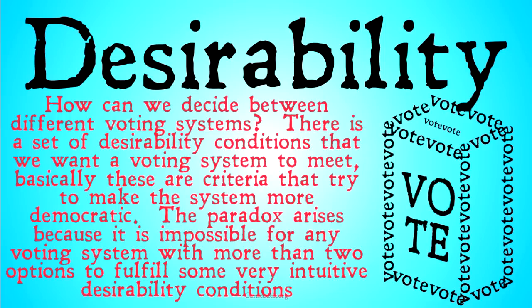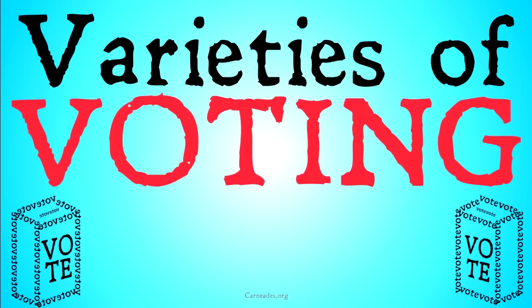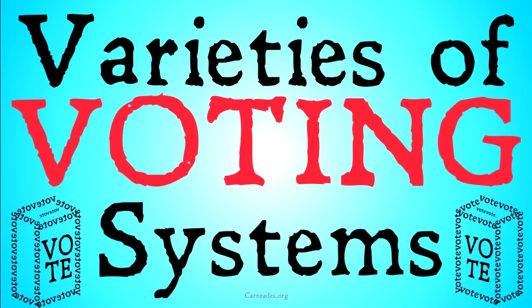And we're also going to be looking at how we can decide between different types of voting systems. There's a set of desirability conditions that we want a voting system to meet. Basically, these are criteria that try to make the system more democratic or more desirable. The paradox arises because it is impossible for any voting system with more than 2 options to fulfill some very, very intuitive desirability conditions.